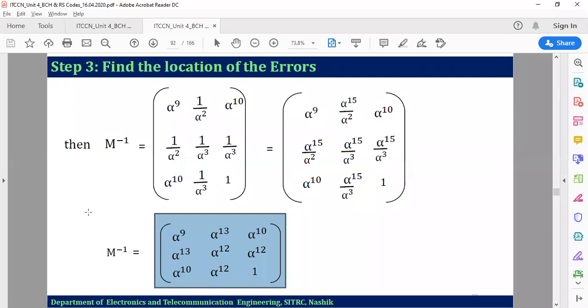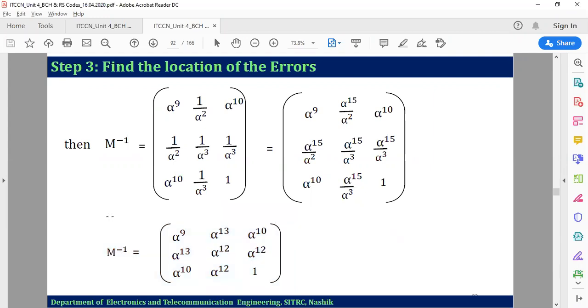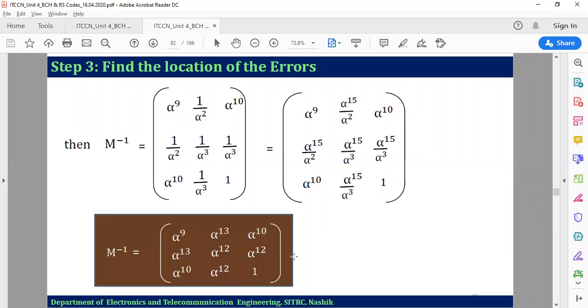Okay. Have you written this M inverse? Please let me know. If you have written this M inverse, please let me know. Okay, done. Please write down this step carefully.